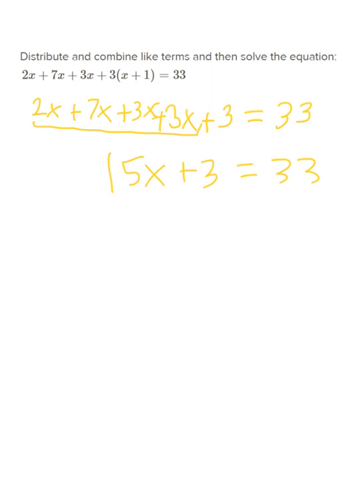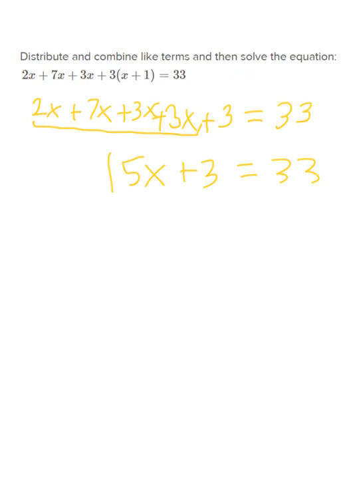Now we solve, okay? So far we have distributed. This is where we distributed, and we get 3x plus 3, and that part is right here. Then we combined like terms. The like terms are right here. They are all on the same side of the equation, so I add them together. 2x plus 7x plus 3x is 15x. And now I'm ready for the last part, which says to solve.